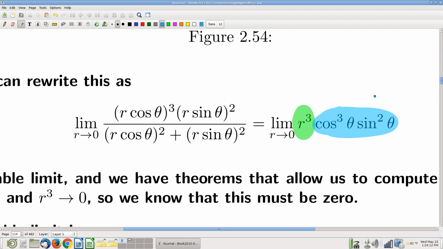What I can say about this blue expression is, as much as I have no idea what theta is doing, I have no earthly clue what theta is doing, I do know for sure that cosine is always between -1 and 1. Sine is always between -1 and 1. Therefore, this product is always between -1 and 1. So I have something approaching 0 times something that's bounded. And that limit's going to be 0. That make sense? Sandwich theorem. Sometimes it's called the squeeze theorem in single variable calculus class. Okay. So we get 0 in this case.